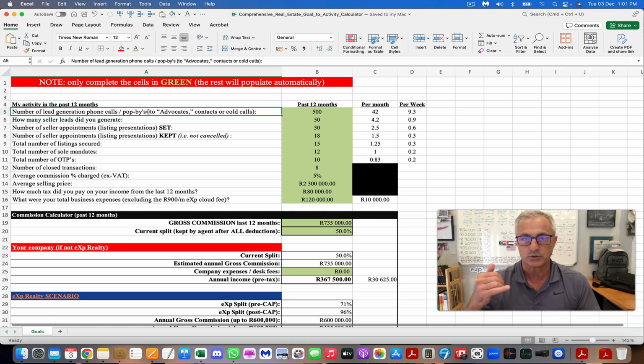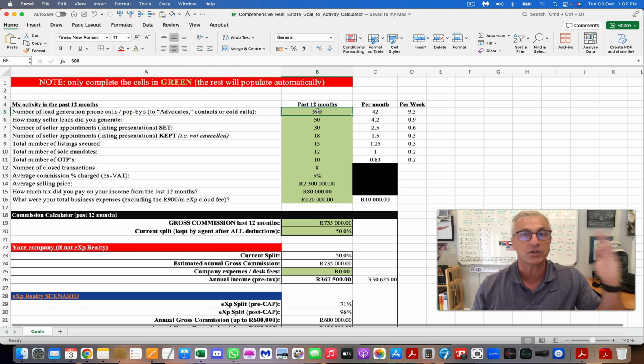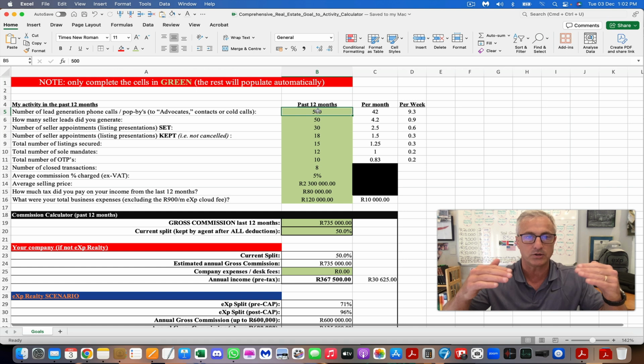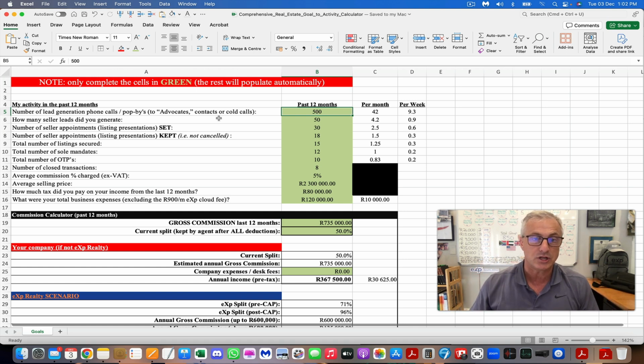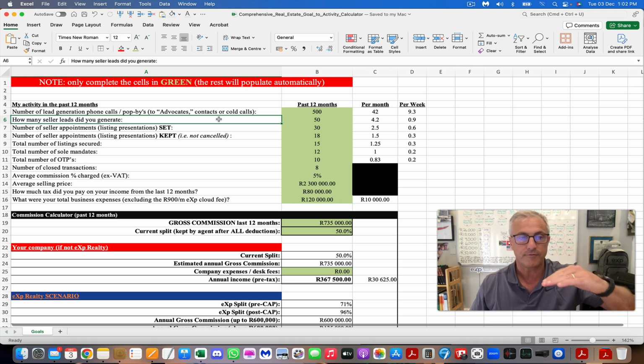So these are not phone calls to a client on a transaction related matter. These are your lead gen phone calls. So phoning through people on your database. Hey, how's it going? Did you get the little item I sent you this month? Oh, by the way, if you know anyone thinking of buying or selling. So it could have been face-to-face as a pop buy, or it could just be a phone call. You're going to put a number there for the past 12 months. How many outbound lead generation activities did you do? If you're big on social media, you could actually put a row in here for the number of Facebook ads that you placed, etc.